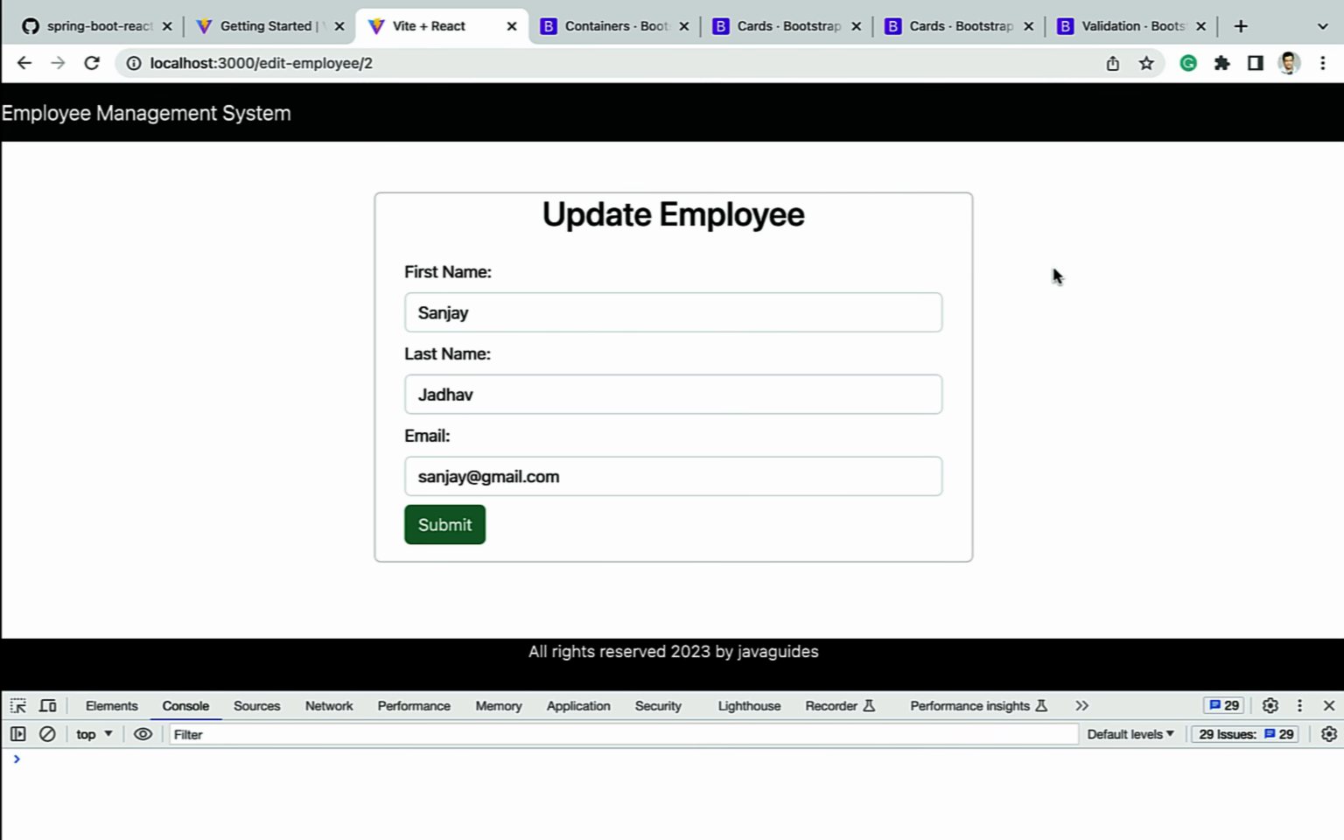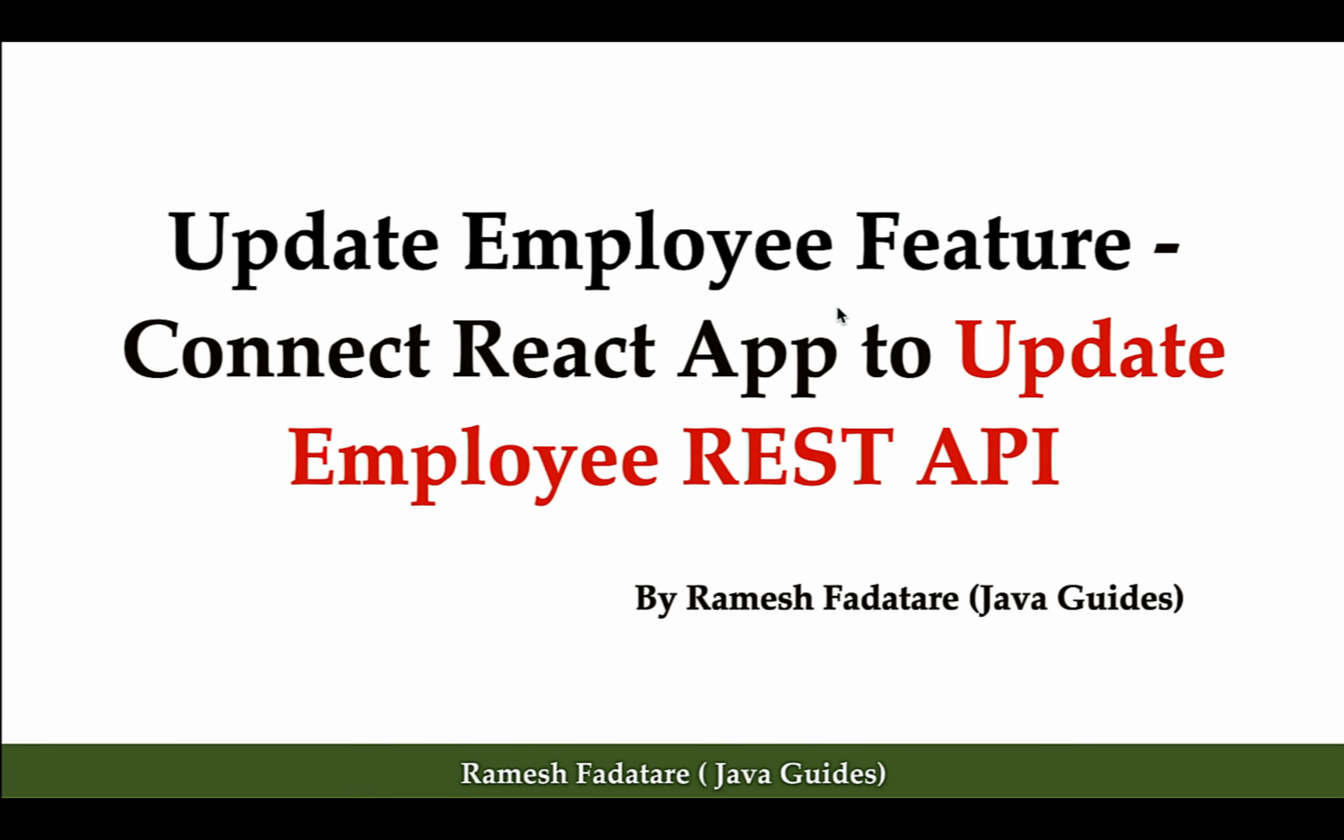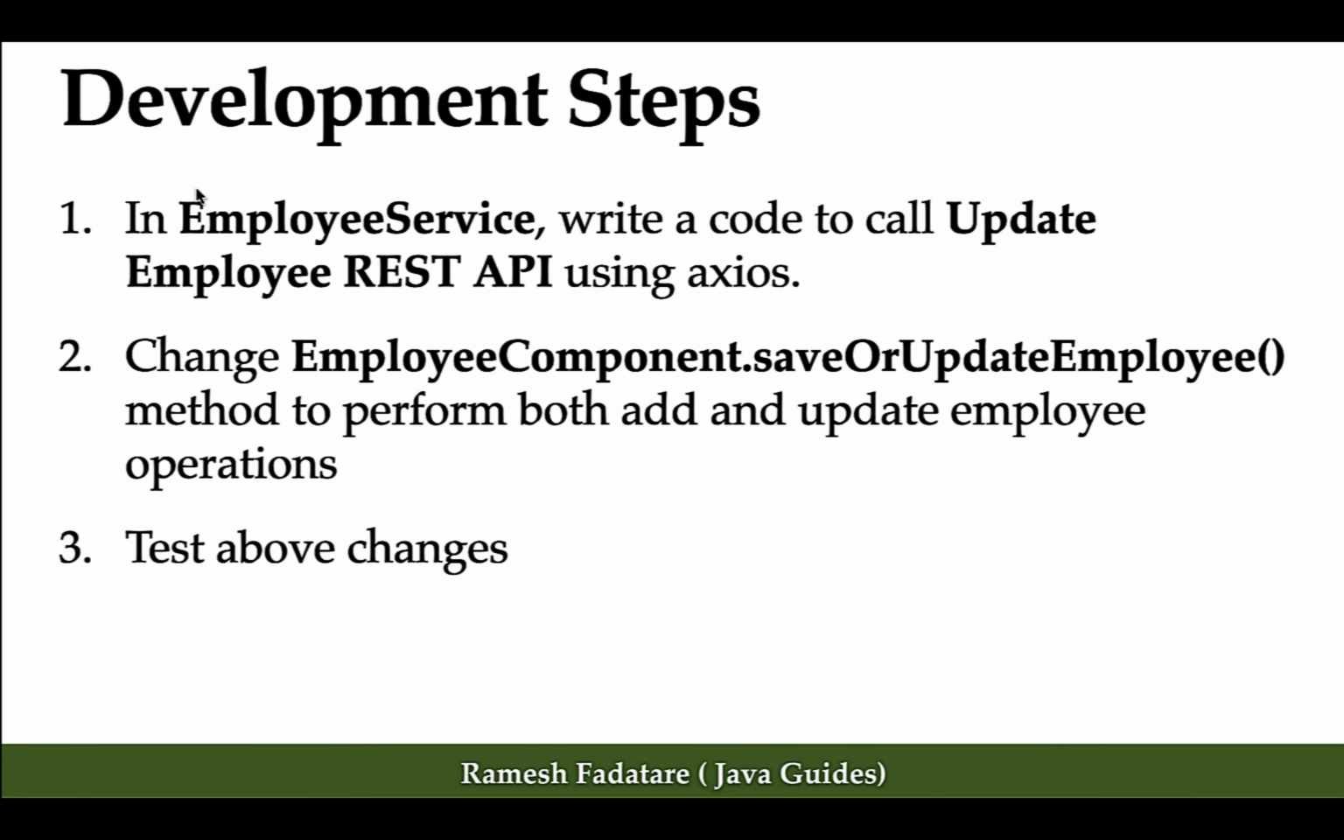Alright, great. So let us take a look into the development steps. First step, in an employee service, we need to write a REST client code to call update employee REST API using Axios. Next, we will change employee component dot save or update employee method to perform both add and update employee operations, and next we will test all these changes.